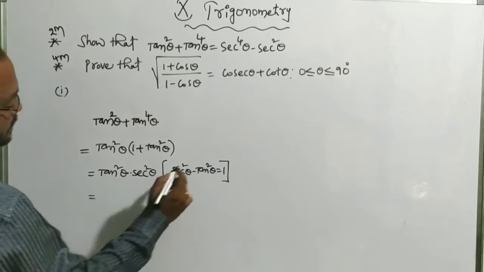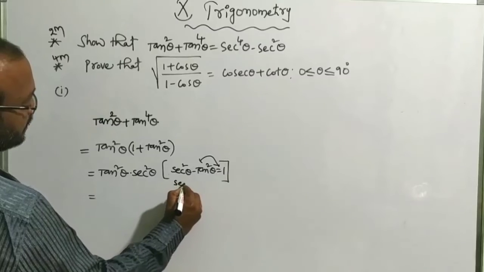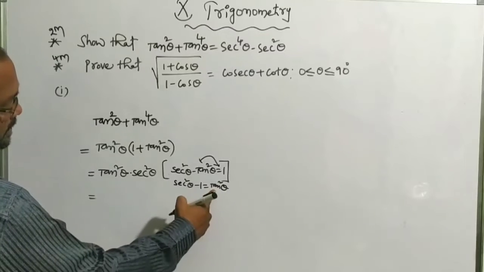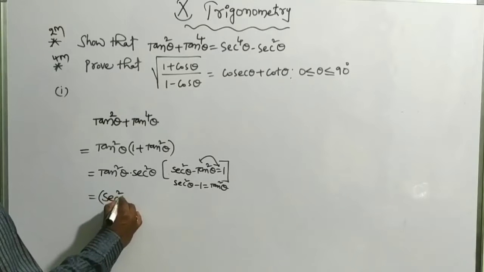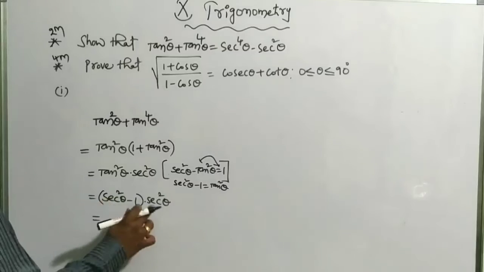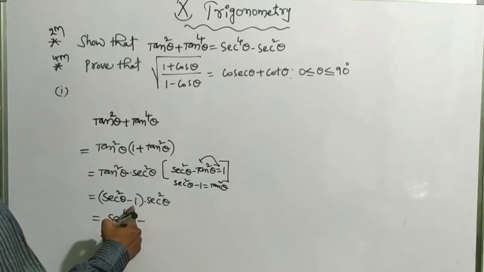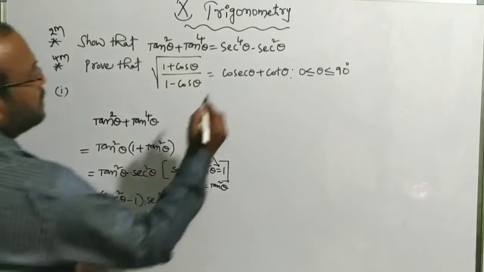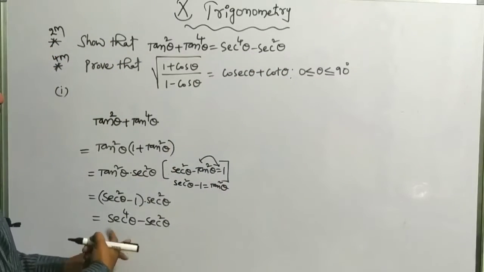So tan square theta is a tan square theta. Take this 1 to the left part: sec square theta minus 1 becomes tan square theta. So in the place of tan square theta we will replace this value. Now sec square theta minus 1 into sec square theta. This is equal to, now multiply sec square theta into sec square theta is sec power 4 theta, minus 1 into sec square theta is sec square theta. Look at the answer. Our answer is sec power 4 theta minus sec square theta. So this is the answer for the first question.